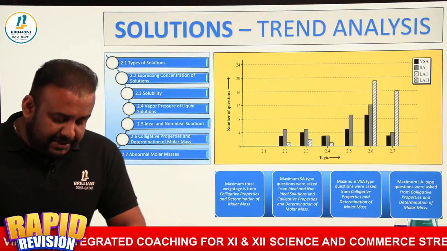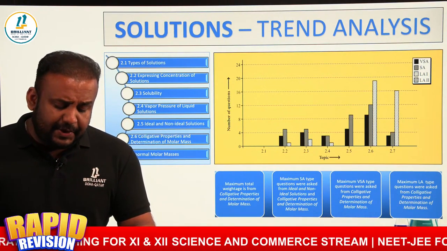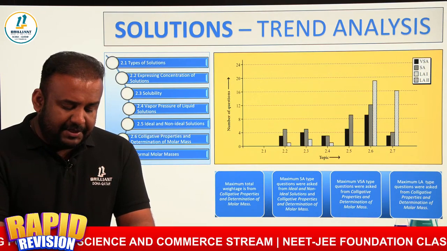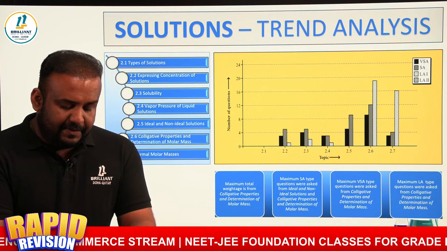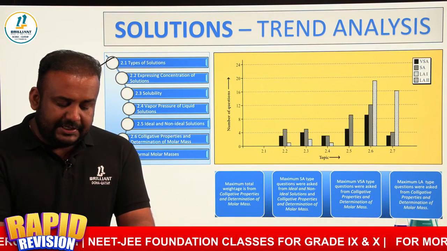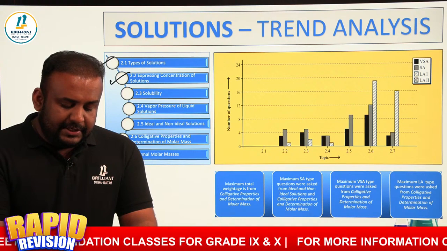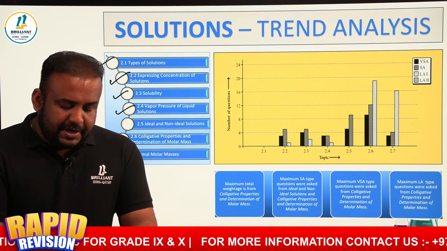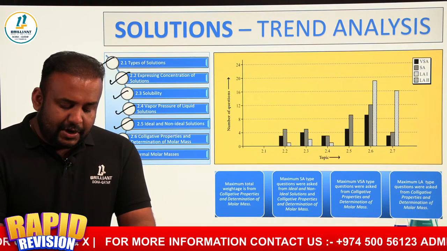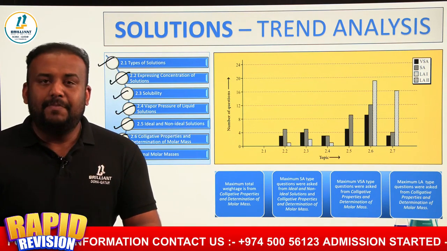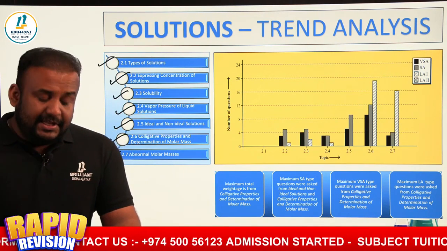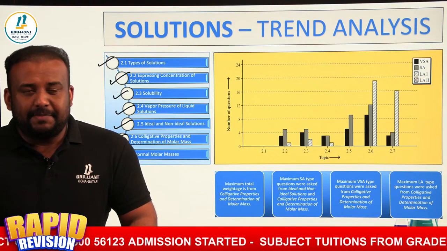Coming to the chapter solutions, as you can see here, we have the following topics: types of solutions, expressing the concentration, solubility, vapor pressure, ideal and non-ideal solutions, colligative properties, and abnormal molar mass. This is the list of all the topics from that chapter.